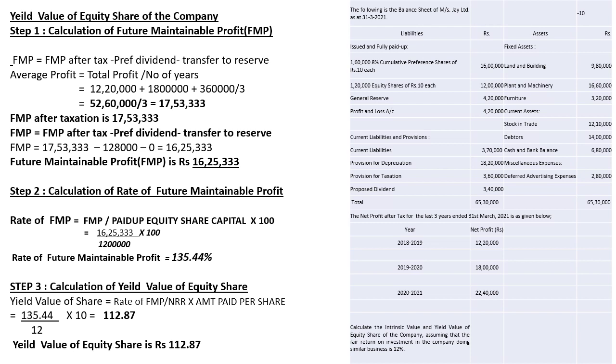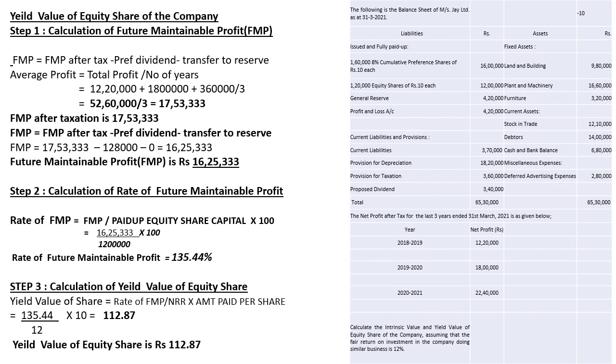So FMP is after tax minus preference share and minus transfer to reserve. This is your formula for finding out FMP. First you are going to find out the average profit, that is FMP after tax. So how do you always find out the average profit?